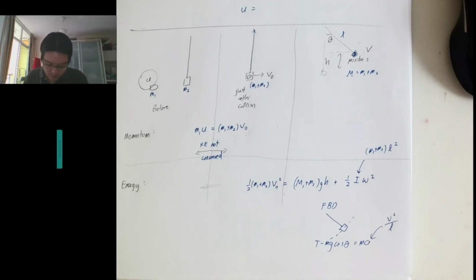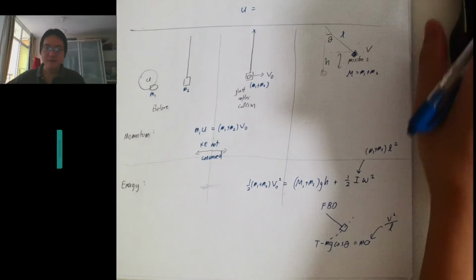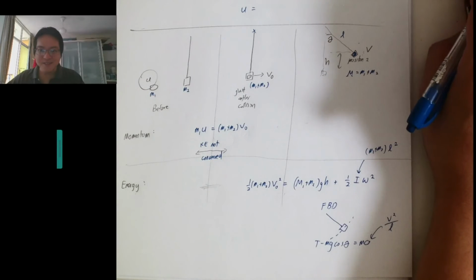What else? Okay, so I think the remaining question is Charles' question: V squared over L is the radial acceleration. So from chapter 1. Yeah, too many letters.